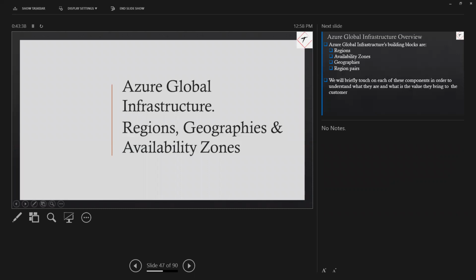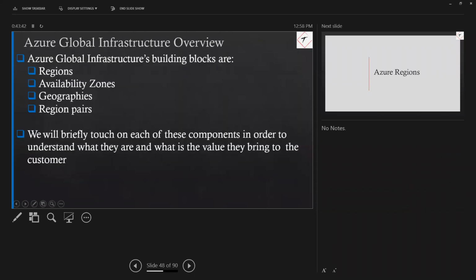Let's look into Azure global regions and availability zones. Azure global infrastructure is divided into a couple of blocks, which are Azure regions, availability zones, geographies, and regional pairs. So let us see what these are.